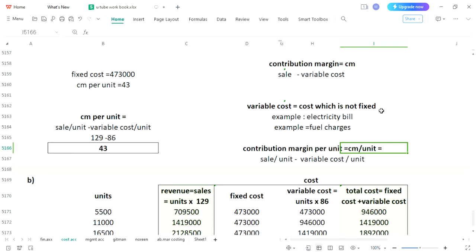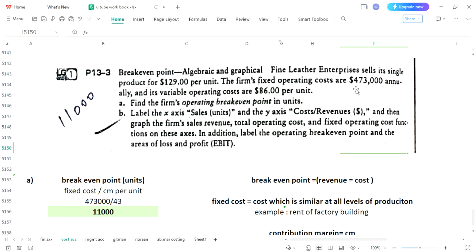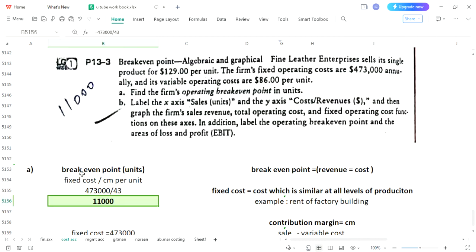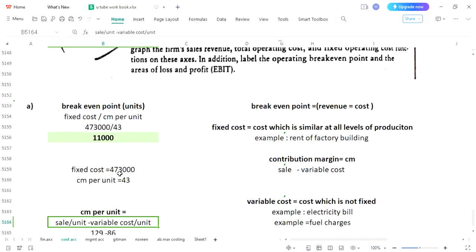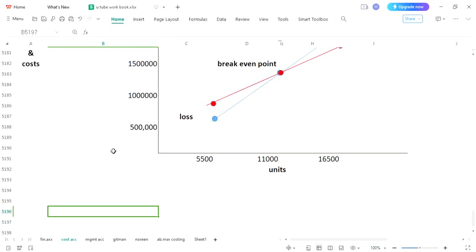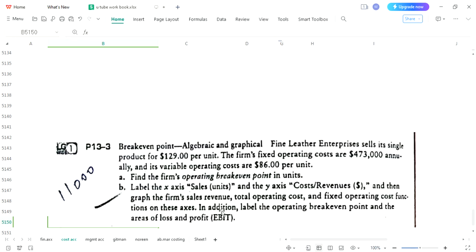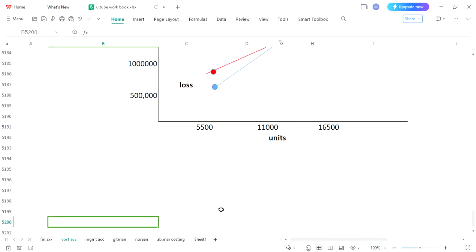Let's review our question, what we have done up till now. We were asked to calculate the operating break-even point in units, and look over here, 11,000. 11,000 was matched, break-even point in units calculated. Though indirectly it was calculated, we have used several terms over here, and then we have put those terms in our formula with which we have calculated our break-even units. And then you can see the second requirement of the question was B, where we were asked to make a graph. And this is your graph.